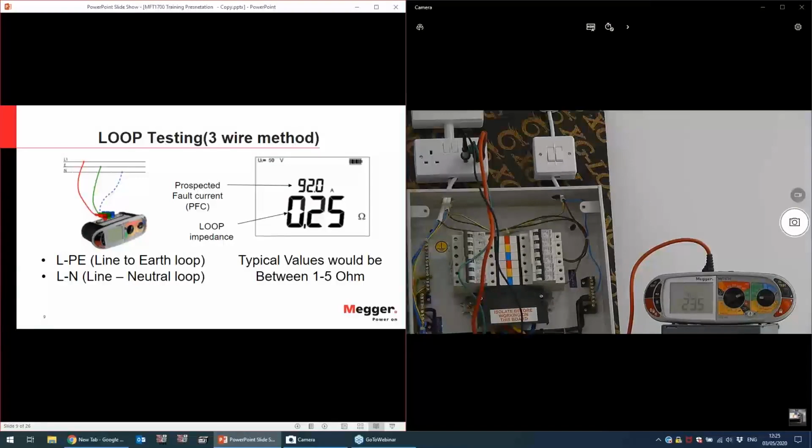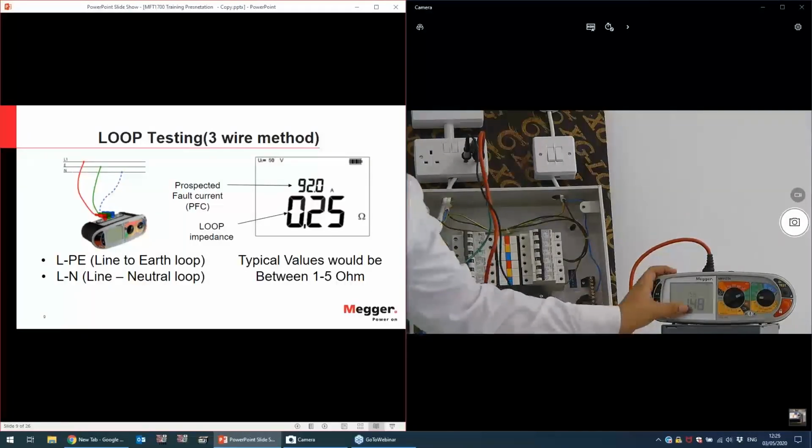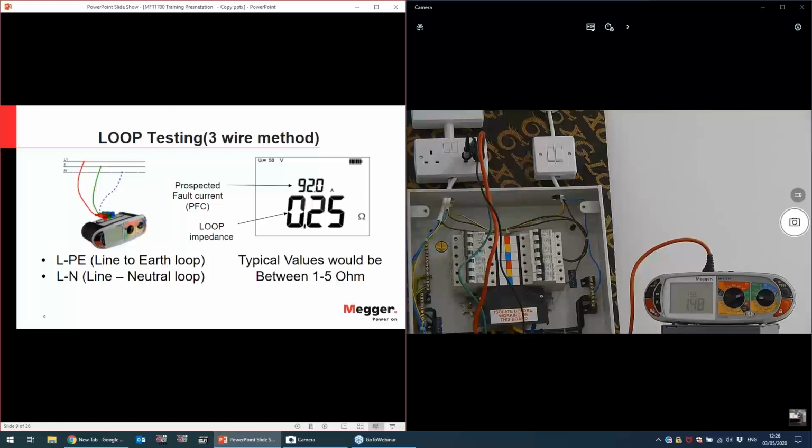Once I have connected, it is showing me that it is measuring 230 volt, which means there is power in there. If I shut it off, it's not seeing any voltage, but if I turn it on, it's seeing 230 volt. Now I can click the test button and start measuring the loop impedance of the circuit. It gave me a value here, 1.48 ohm, which is a very good value. Typically, you will get values between 1 and 5 ohm, depending on how good your loop impedance is, the types of wires, and how long the wires are running for this loop impedance.